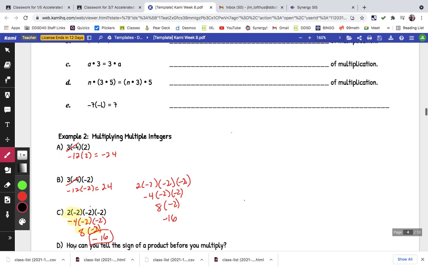And then we asked the question, how can you tell the sign of a product before you multiply? So if you're taking notes right now, trying to catch up, write an answer to that. So stop the video right here, write your answer.